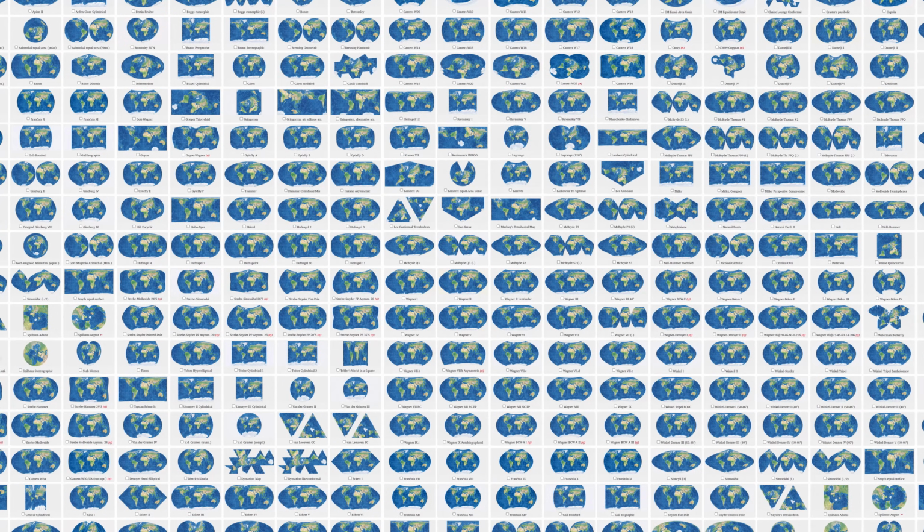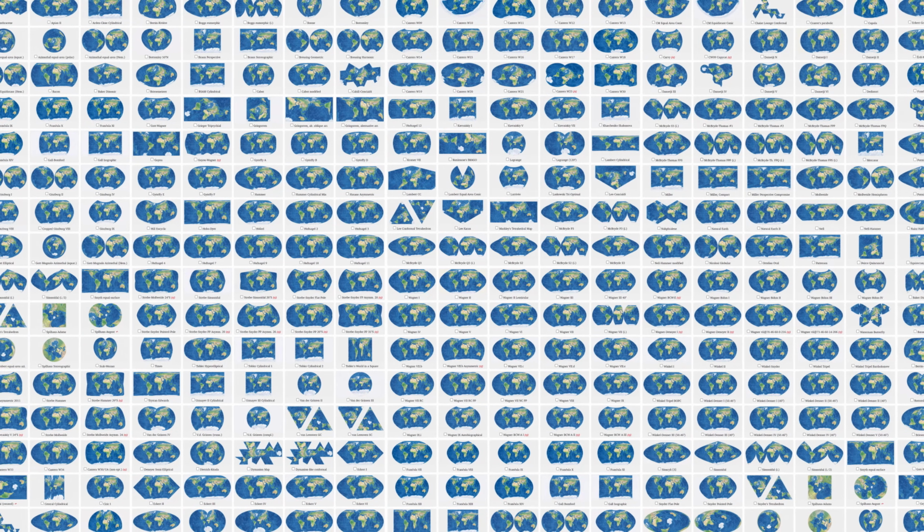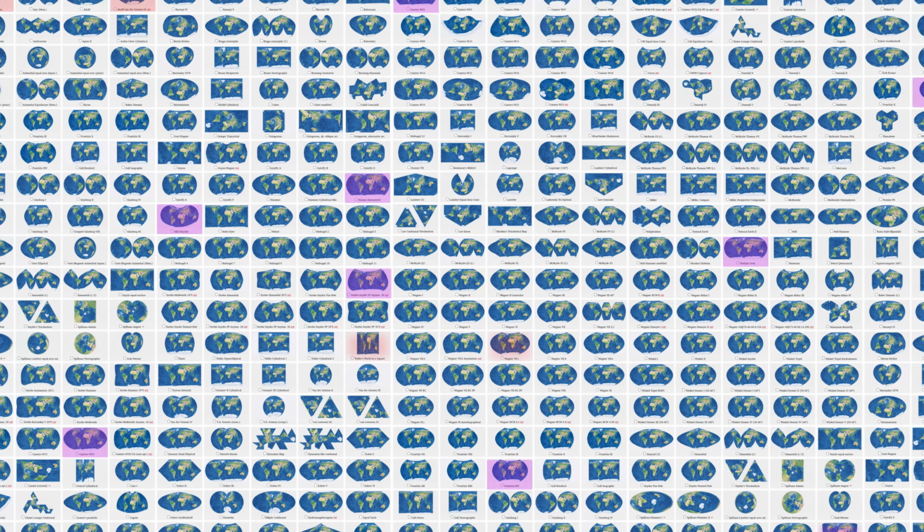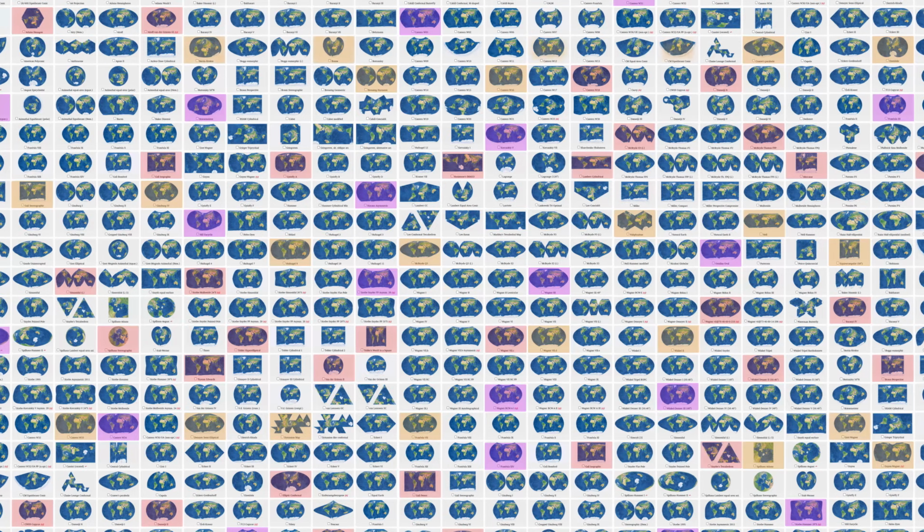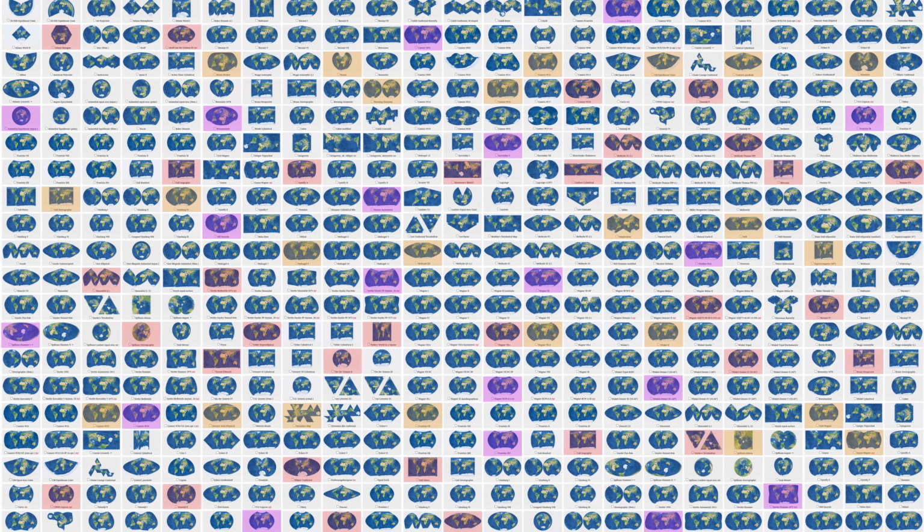There is no perfect flat map of the Earth. Every projection makes a trade-off. Some preserve direction, some preserve size, some preserve shape, but none can preserve everything at once.